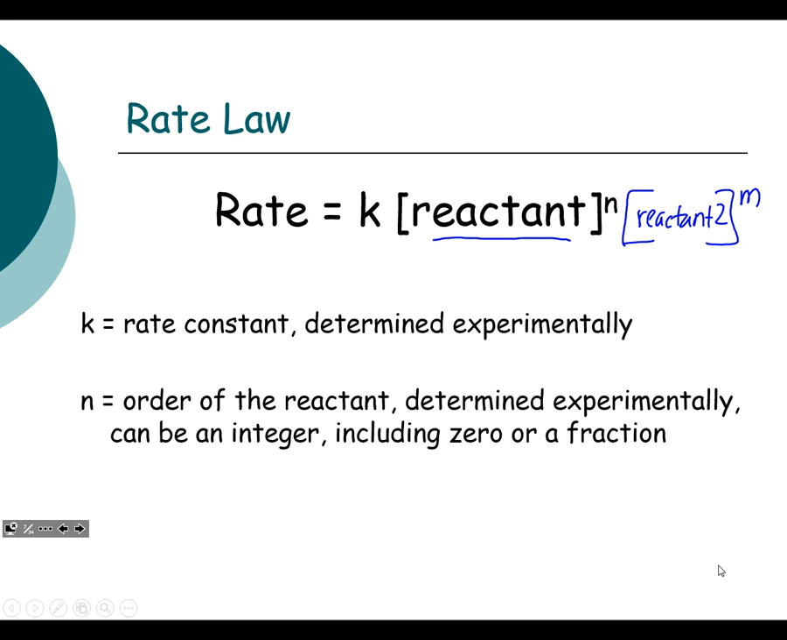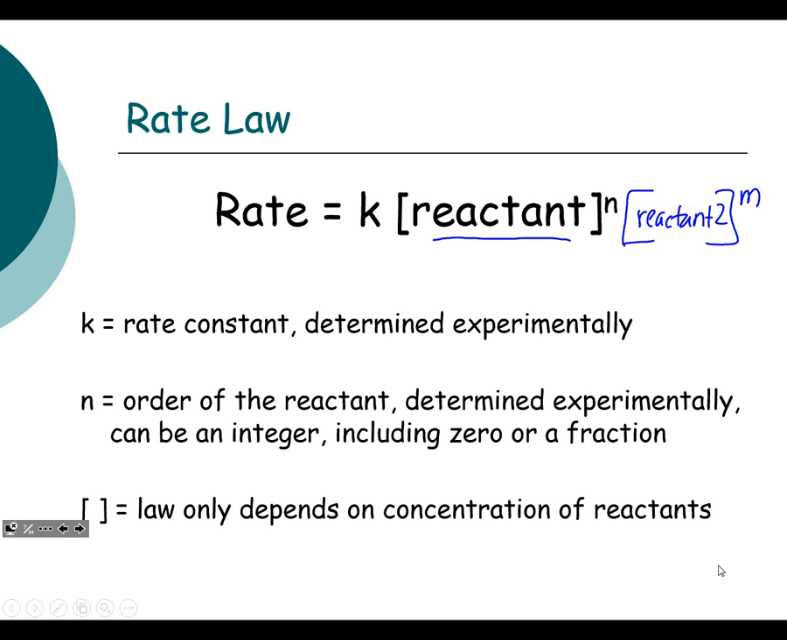This can be an integer including 0, or a fraction. I will tell you 9 times out of 10, or even 9.9 times out of 10, the order up there is going to be a 1 or a 2. Occasionally a 0 is thrown in there, but first order or second order are the most common ones that we run across. Once again, we have to determine that experimentally, or they have to tell us what order is going to be used. Also, once again, this law only depends on the concentration of the reactants. Don't care about the products whatsoever.